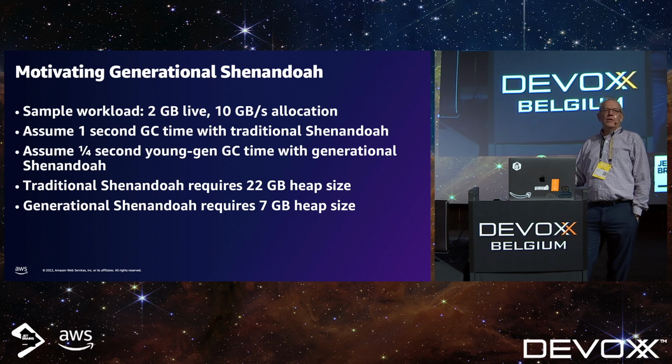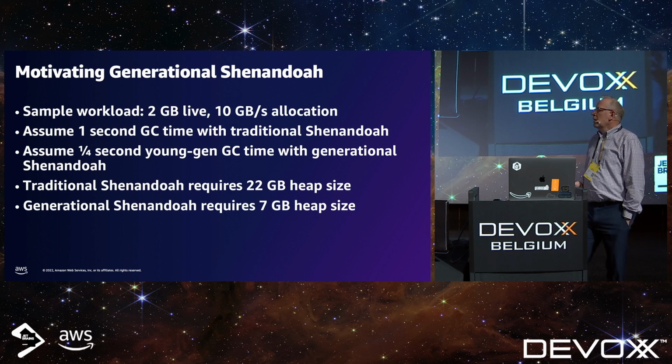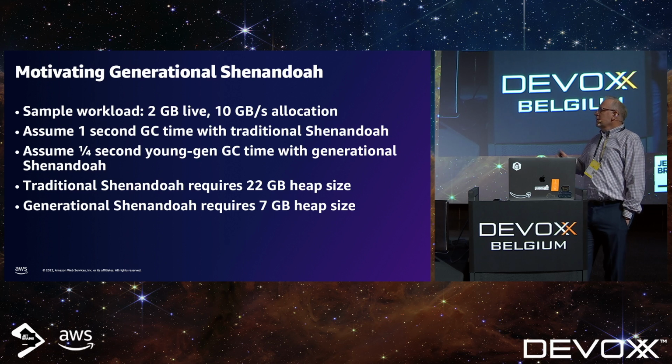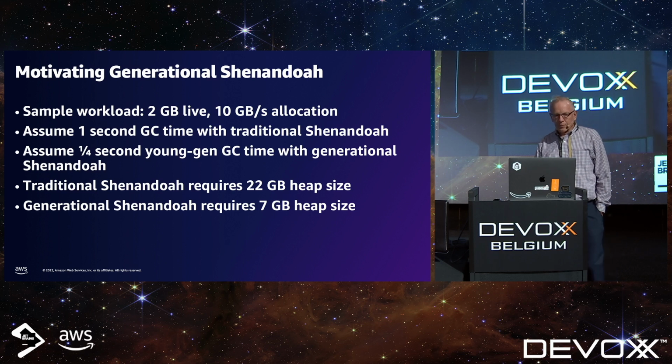So now I can do 4 of these in a second, where I used to do 1 of these in a second. During the quarter second of a young gen collection, I allocate 2.5 gigs. At the end of the second one, I've got 5 gigs plus my live data, 7 gigs. So it's a 7 gig heap versus a 22 gig heap. That's the reason that we see value in making generational Shenandoah work.